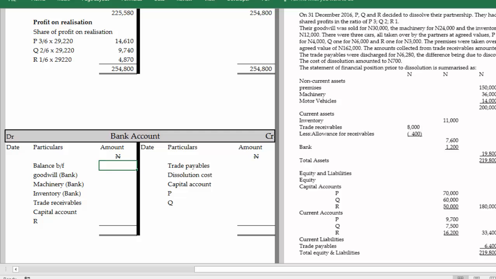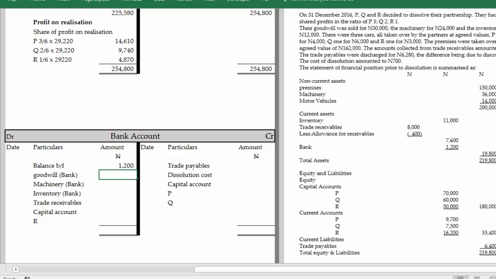Welcome back. Let's solve the final requirement of this question, which is to prepare a bank account. This is our bank account. Firstly, in the statement of financial position given in the question, we have our bank as 1,200. So that will be the balance brought forward.